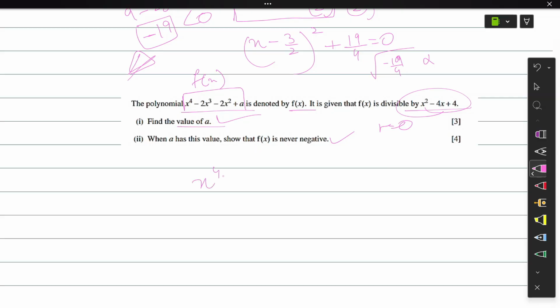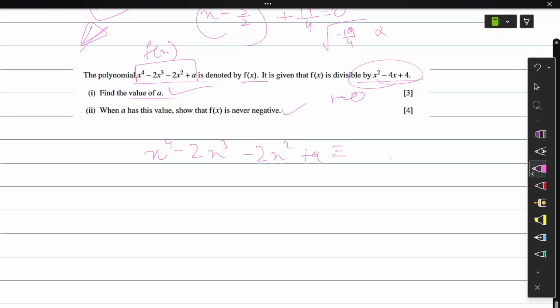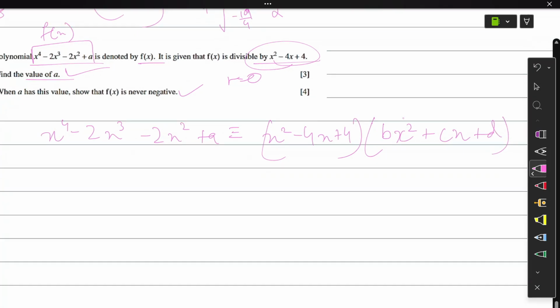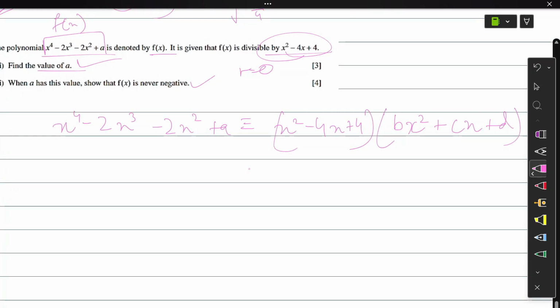अब ऐसे क्वेश्चन में क्या करना है? Comparison. 2x cube minus 2x square plus a is exactly, इसका साइन का मतलब होता है exactly equal. So exactly equal to what? The multiplication of two quadratic equations, one of which I already have, the other of which I do not know of, so I'm going to just write it as a general form. So bx square plus cx plus d is my general form.